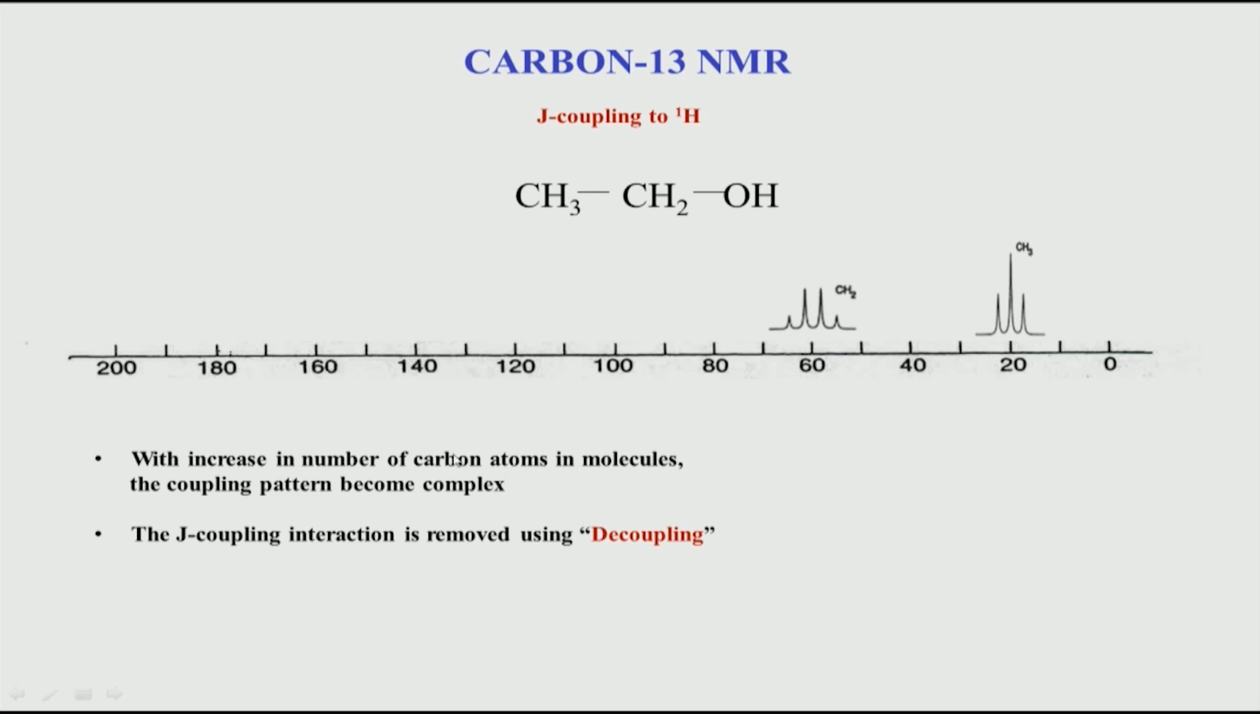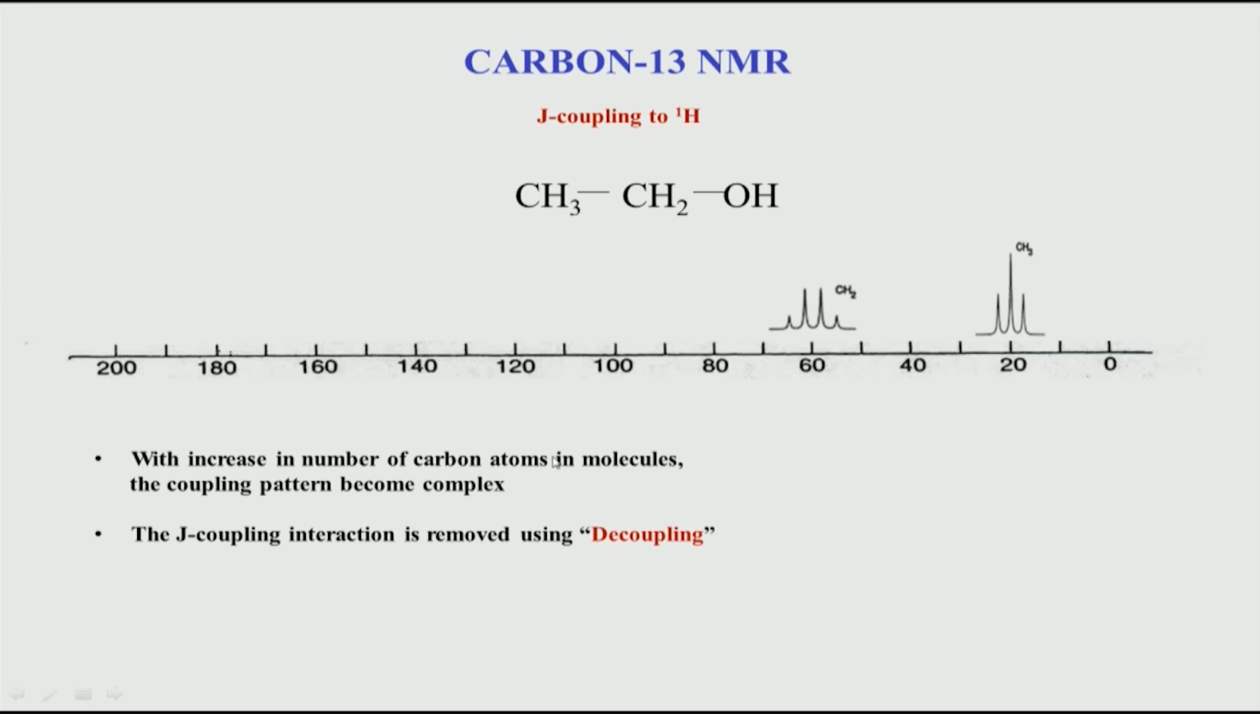So, with the increase in the number of carbon atoms in a molecule, in this case there are only 2 carbons, there was not a big problem with this coupling, the multiplets were well separated. But it can happen that in a large molecule where there are many carbon atoms, this J coupling can be a problem. So, we will see an example of how it becomes complex, and then how you remove that interaction. We can remove that interaction.